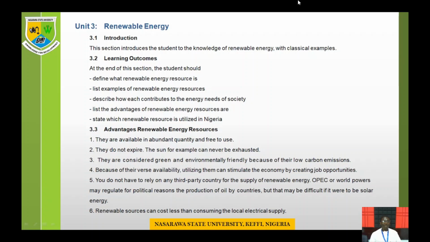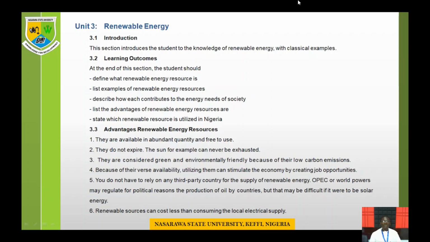4. Because of their vast availability, utilizing them can stimulate the economy and create jobs. Just imagine Nigeria starts utilizing solar energy.